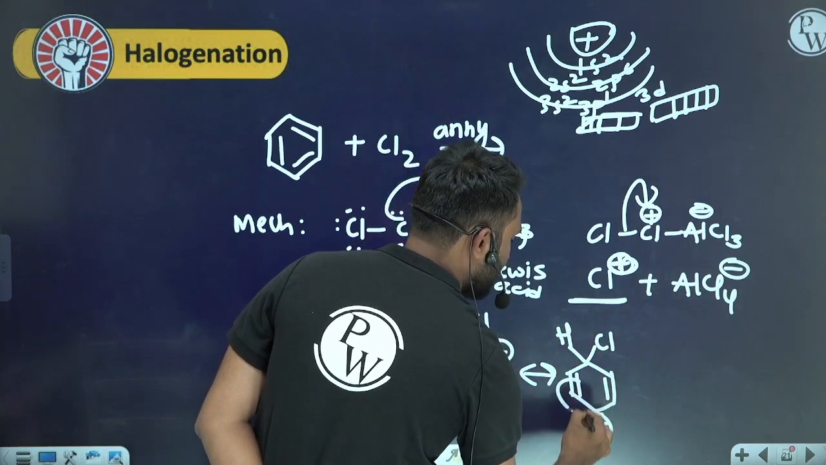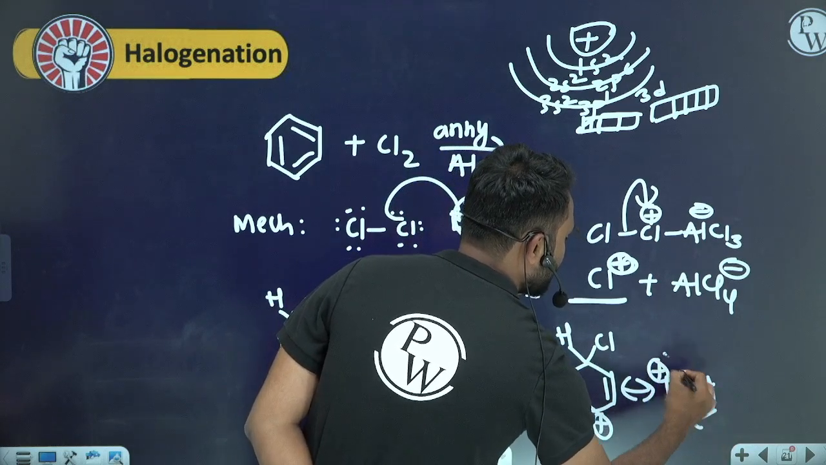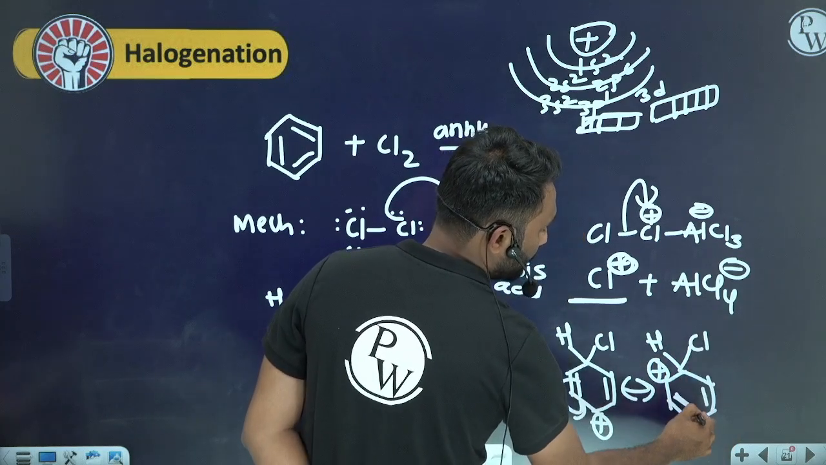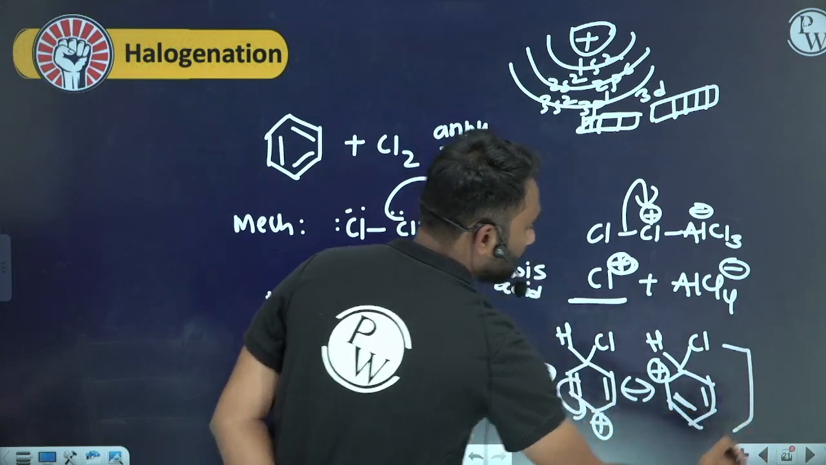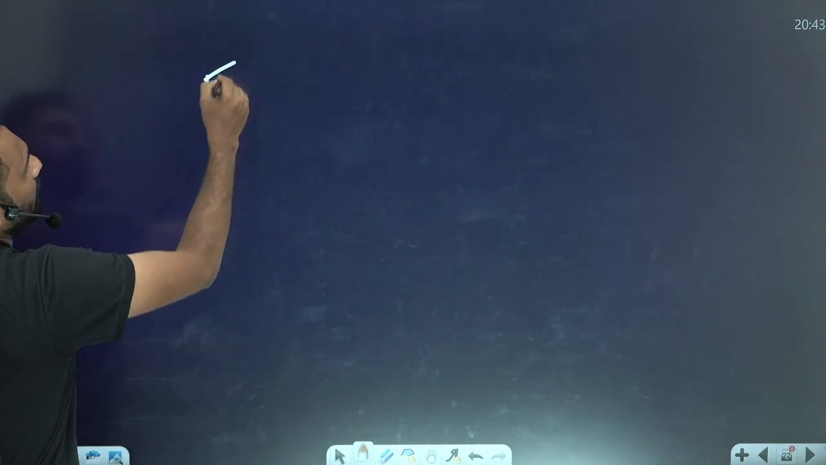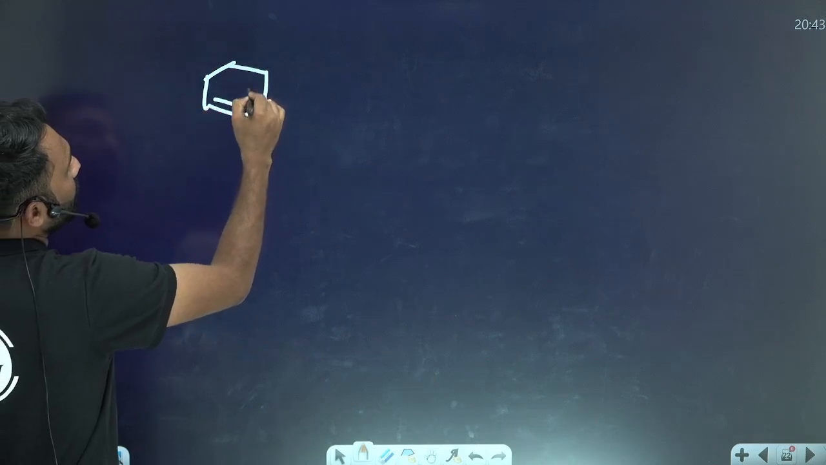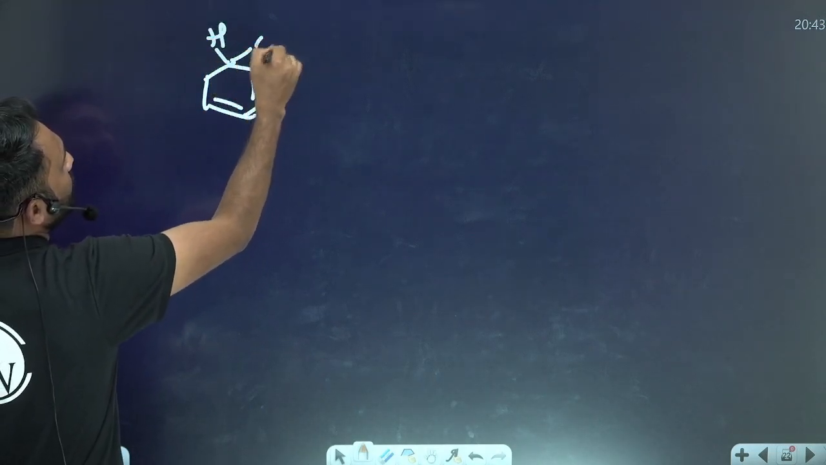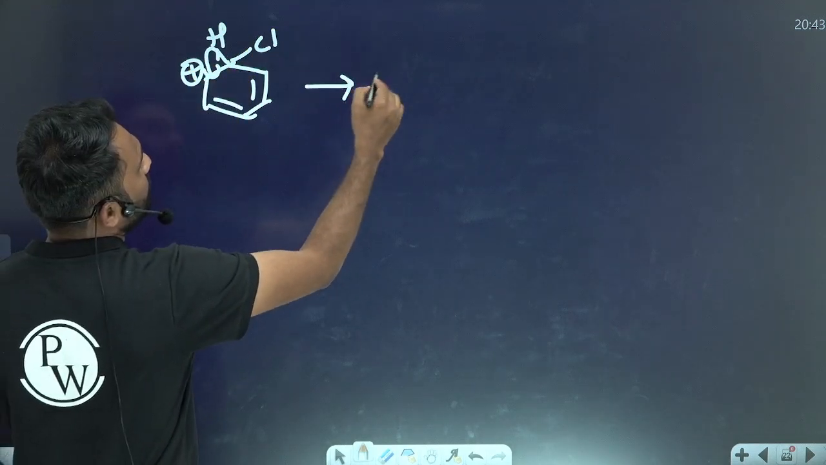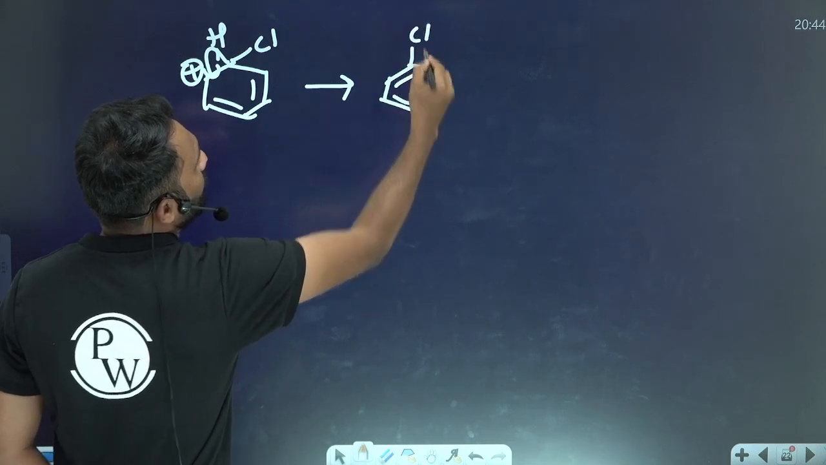Here the positive charge will again be delocalized. Clear? Now this is the sigma complex. Next, elimination of the hydrogen. Now this will be delocalized, and we'll get the aromaticity restored again. Now we'll get the chlorobenzene.